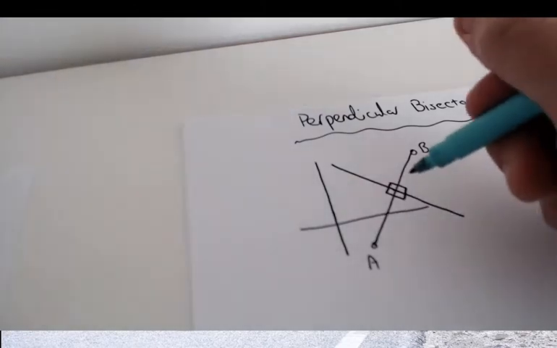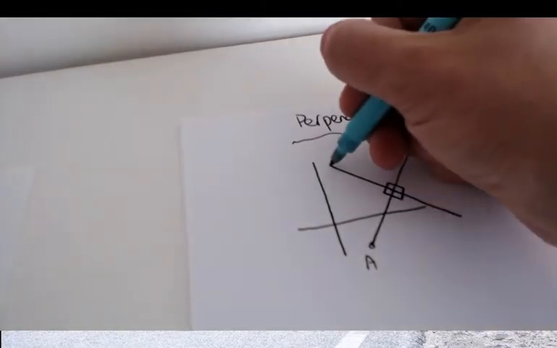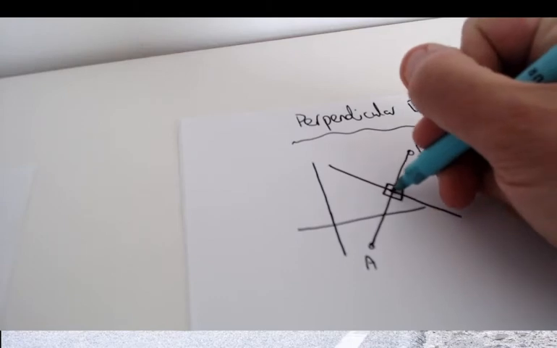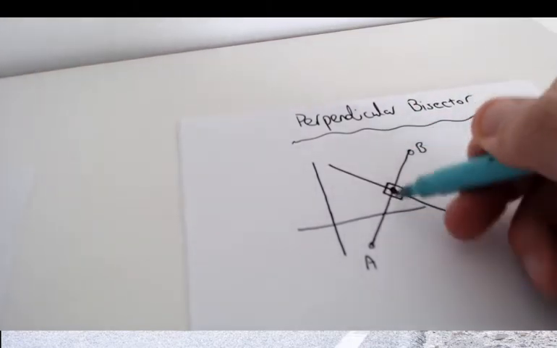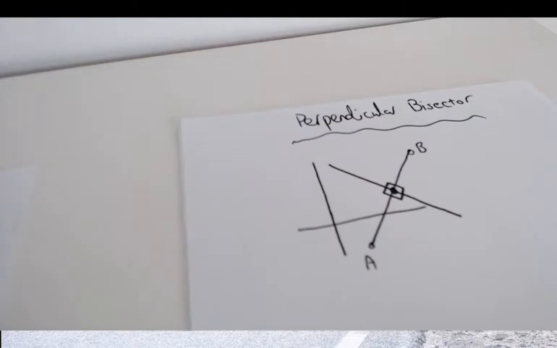So the point that we're going to get that's on this line is this point here. This is bang in the middle of A and B. It is known as the midpoint of AB. That's the point that we're going to use.